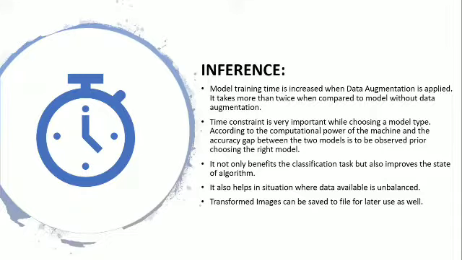So now let's see the inference of what we actually learned about data augmentation. One important thing, as we spoke about, is that the model training time is increased when we apply data augmentation. It's almost more than twice. Now, time constraint, what do you get from this? Time constraint is very important while choosing a model type. Whenever you want to choose a model, make sure that you have good computational power in your machine. So it's like the gap between the computational power and the accuracy.